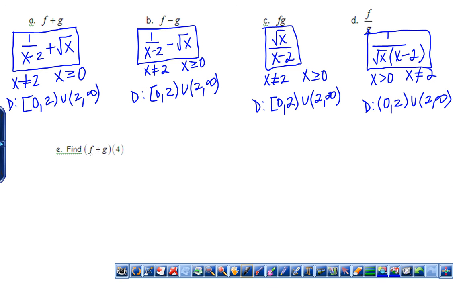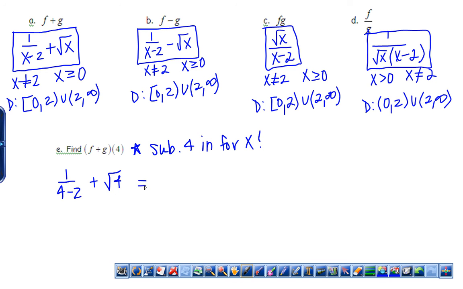The most common mistake here is that everybody distributes a 4. When you have a 4 outside, this means that you're going to substitute the 4 in for x. So take your f function. Your f function is x minus 2. Replace the 4 in for that. I'm going to add my g function, which is the square root of x, and I'm going to replace the 4 in for my x.